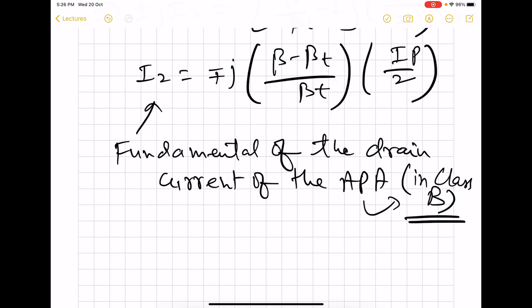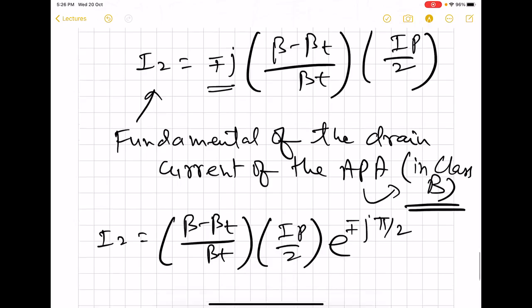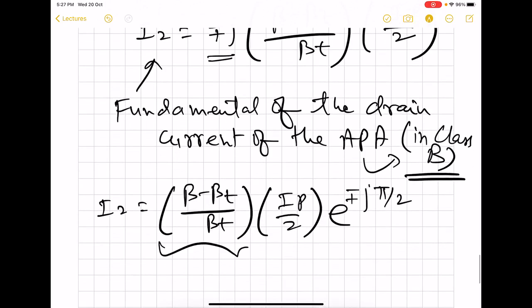So here we see that we have this factor, which amounts to having a phase. So I2 can be written in this form: (beta minus beta t) divided by beta t, into IP by 2, e raised to the power minus plus j pi by 2. Here we see that we have a factor which acquires a phase of 90 degrees.